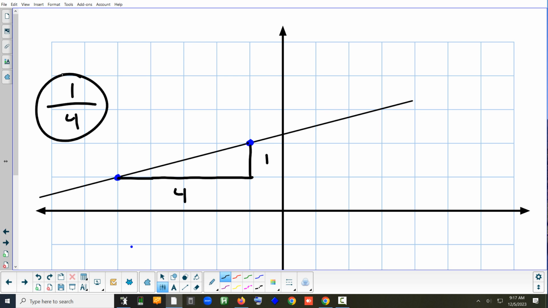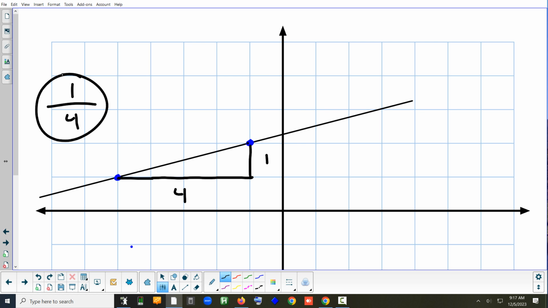The bigger this number gets, the steeper the line gets. But that's the idea of how you find slope. You have to find 2 points and then count over and up, or it could be over and down if the line was slanted the other way.